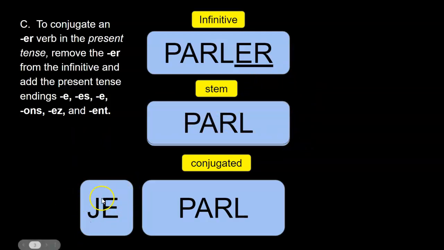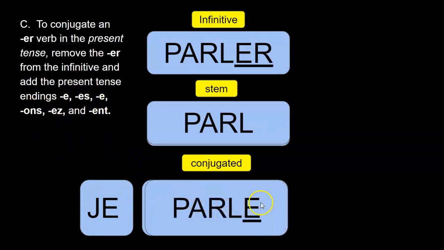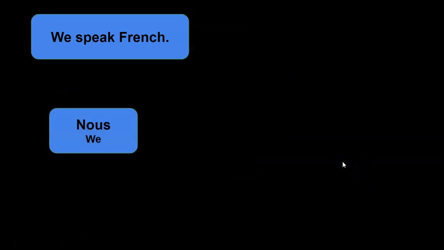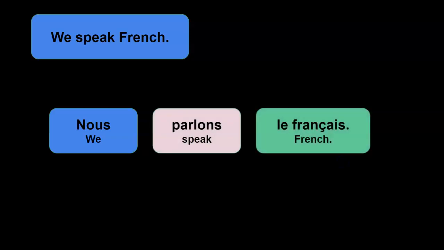Here is my subject pronoun, je. So I have to think about what ending is going to agree with this verb. So it would be je parle. E is the correct ending for je. So, nous. What form would you put next for we speak? How would you conjugate that verb? How would you say we speak French? Nous parlons le français.